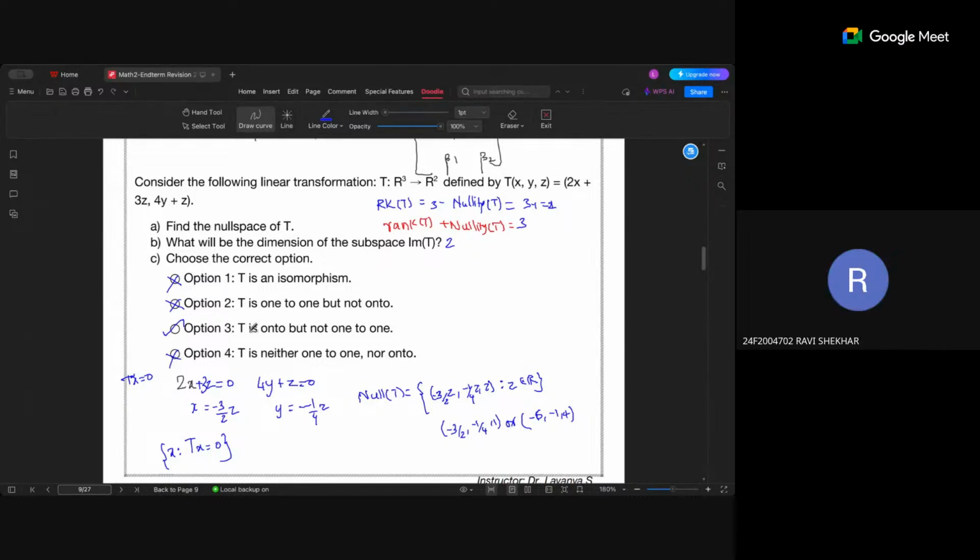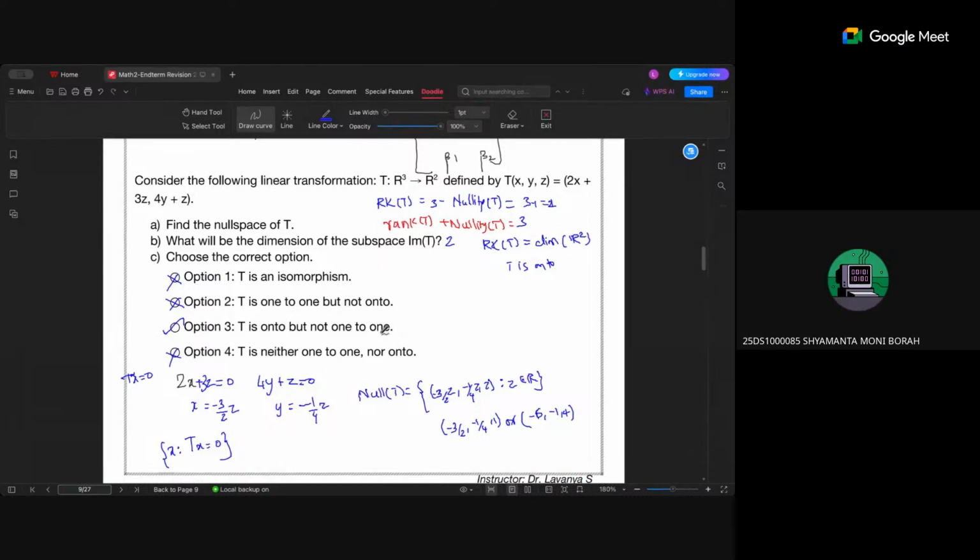Ma'am, can you repeat once please? See, here the dimension of the subspace image of T is 2, right? So it means you have rank of T equal to the dimension of the codomain R2. So it means T is surjective. So T is onto, but not 1 to 1. Is this clear? We are matching the dimension of the image with the dimension of the codomain, right? Yes, for onto, that is what we need to check. It's 2 and 2, so that's why it's onto.